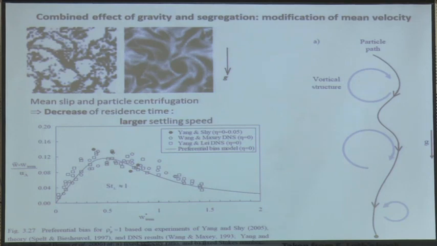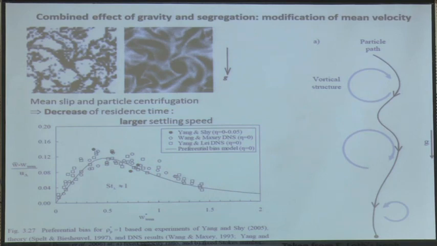I don't have the plot, but I have a similar slide with bubbles showing exactly the same behavior, except that the rising speed of bubbles is decreased by the presence of turbulence, because bubbles are going to spiral inside the vortex and then they lose time compared to a no-flow case. So this is what you have to keep in mind.